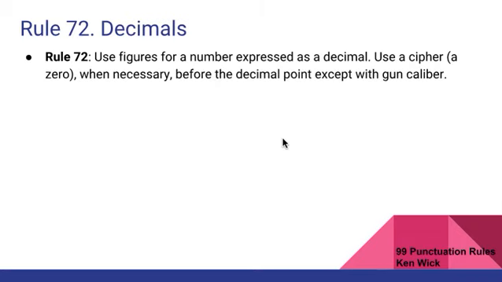Decimals. Rule 72, use figures for any number expressed as a decimal. Basically it has a decimal point, like a whole number, period, bunch of numbers. Use a cipher, a 0, when necessary before the decimal point, except with a gun caliber.